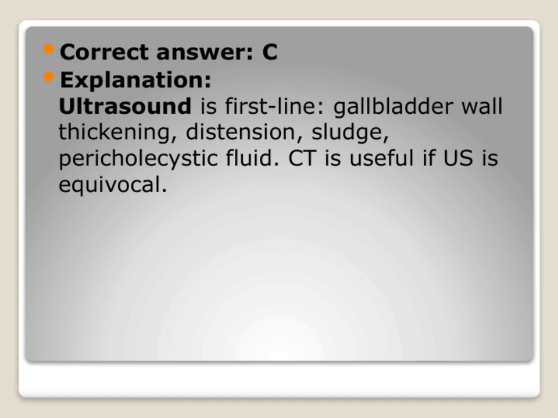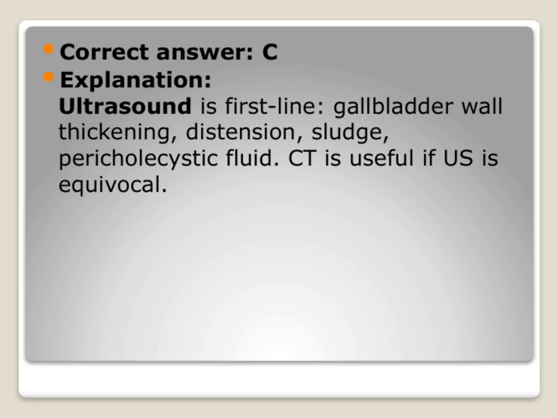It's particularly good at identifying key features like gallbladder wall thickening, distension, the presence of sludge, and pericholecystic fluid. These findings are critical clues pointing towards conditions like cholecystitis. Now, while ultrasound is our go-to, there are times when its results are not definitive. That's when CT scans come into play. They're useful if ultrasound results are equivocal or unclear. CT can provide additional detail and help clarify the diagnosis when needed.